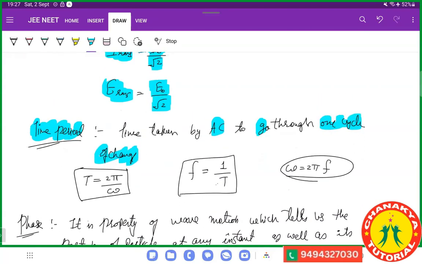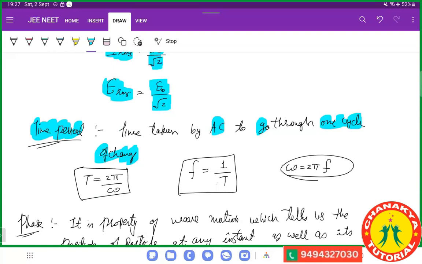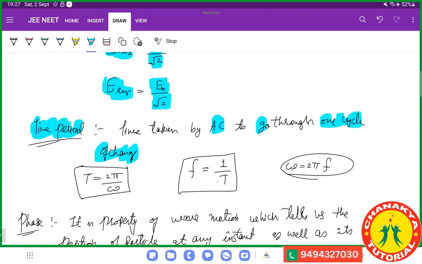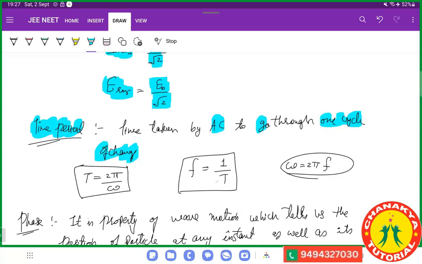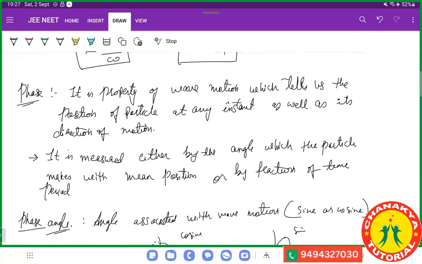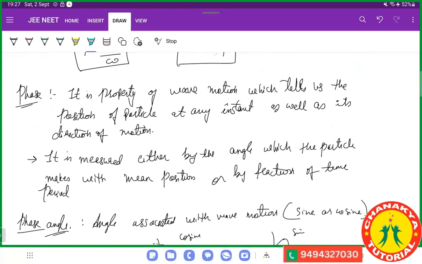Then shall we go next? Okay, I hope done. Chalo, next.